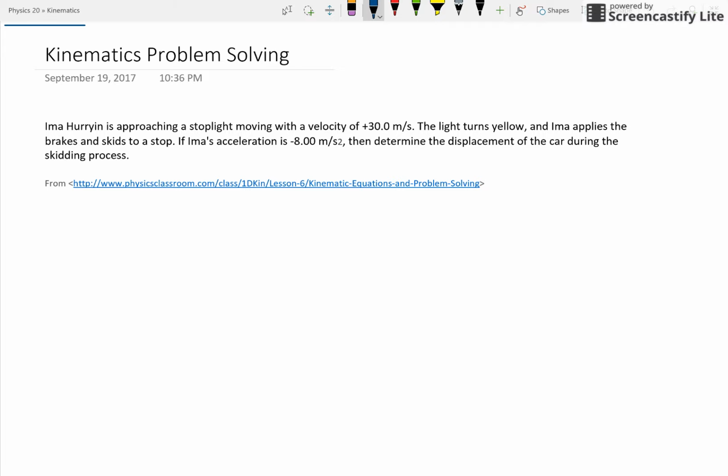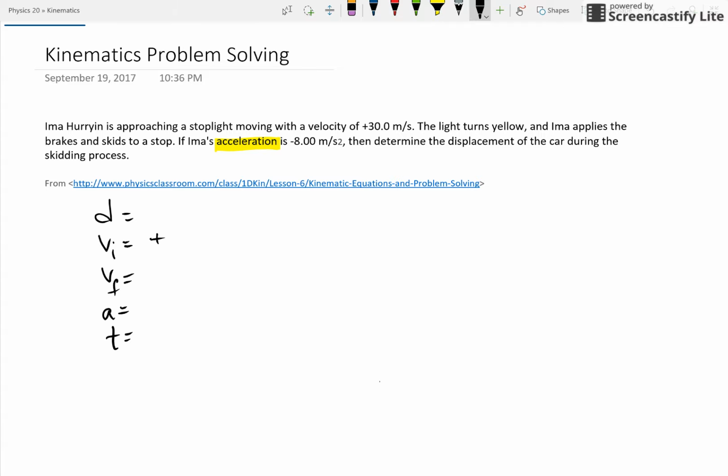It says, Ima Hurryin is approaching a stoplight, moving with a velocity of 30 meters per second. The light turns yellow, and Ima applies the brakes and skids to a stop. So clearly we have acceleration, as we see here in the question. So we're going to solve it with our acceleration variables. So let's write down the 5 acceleration variables and populate this information.